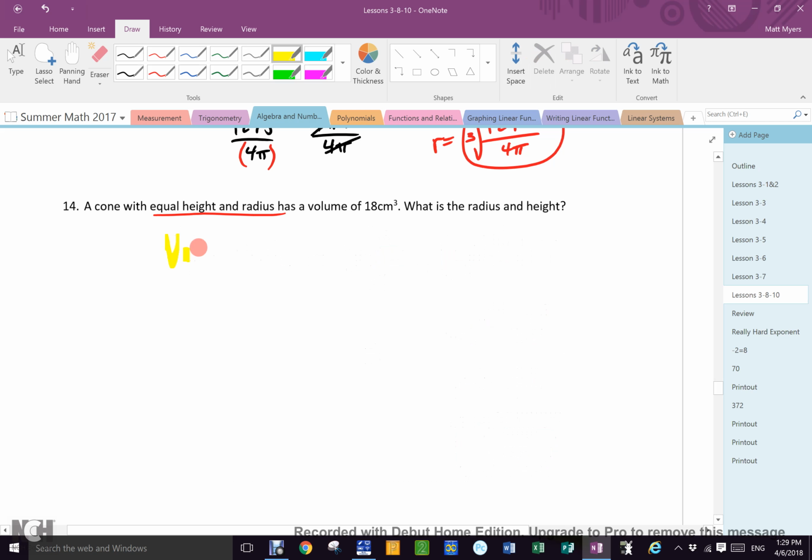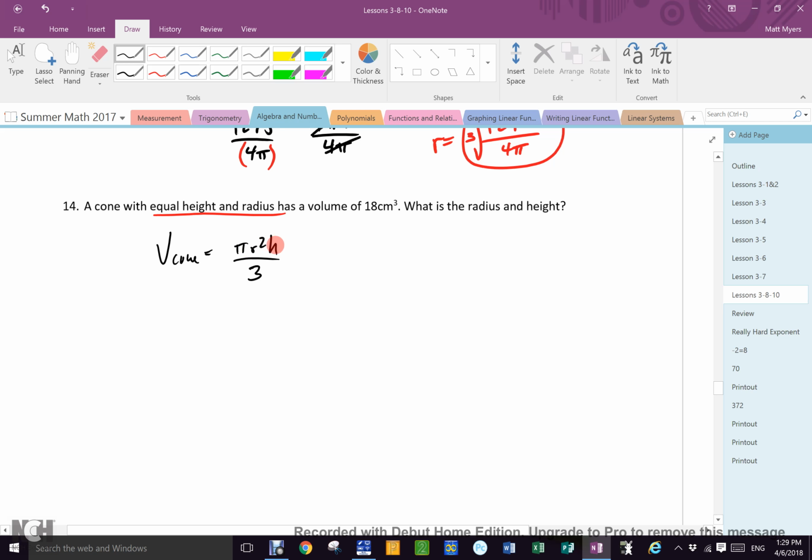Same thing down here, except we're doing the volume of a cone. So the volume of a cone, that's a highlighter, you idiot. The volume of a cone is pi r squared h over 3, right? Except there's something special about r and h here. What is it?